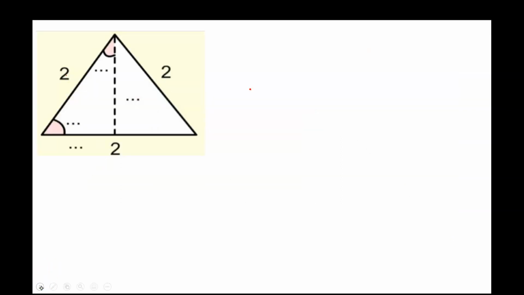Okay, so equilateral triangle, they're all 2. That must be 60 degrees. That must be 30 degrees. Let's have a think. Well, if that's 2 and we've cut it in half, that's going to be 1. Now this length here, we need to do a bit of Pythagoras. So we need to do the longest side, take away the shortest side, obviously square them, which is going to be root 3.